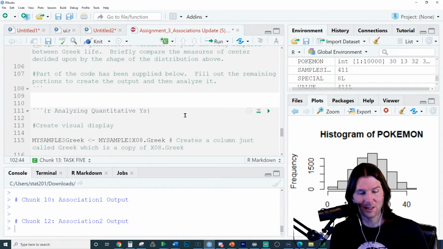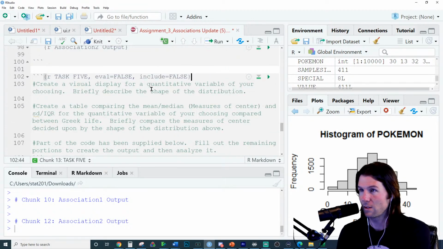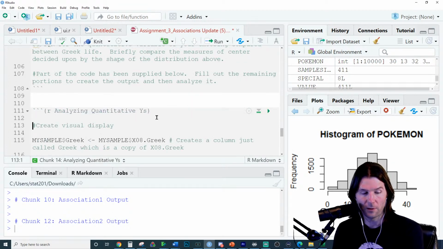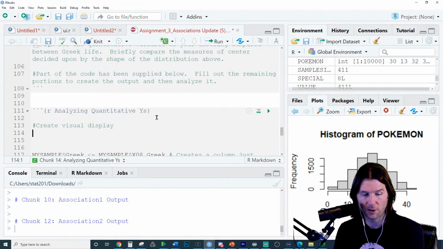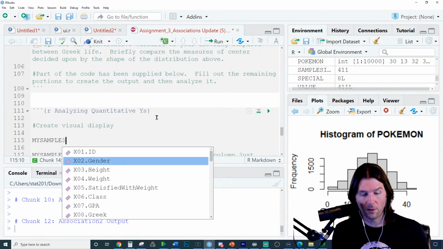Let's create. This is in the eval equals false. Be very careful. If you put things inside of here, it won't evaluate, because this is not going to be included in your report. So when we go down to here, we're going to create the visual display right here where it wants you to create it. And let's go ahead and go to my sample and let's use variable.